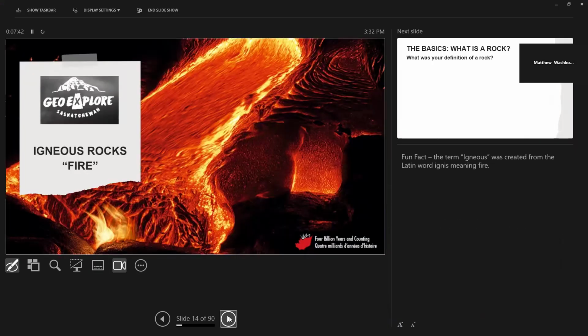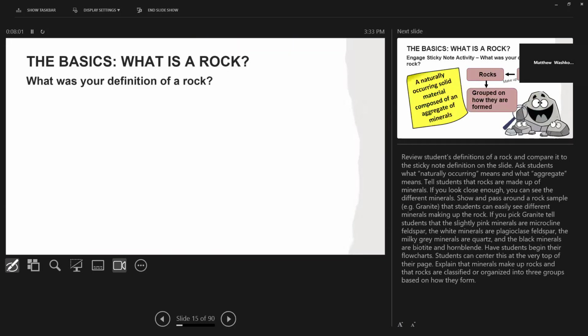All right. So now we're going to start looking at igneous rock. I'm going to give you a hint how they form. Look at the giant volcano and magma. There's your hint. Igneous is created from the Latin word ignis, which means fire, right? So there's your hint. So think about, what is a rock?